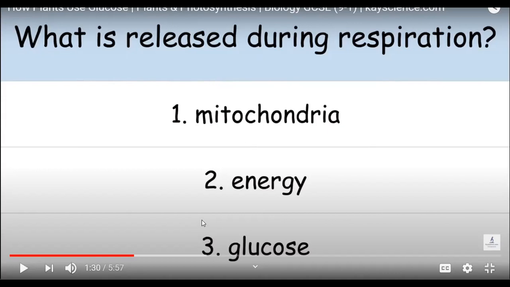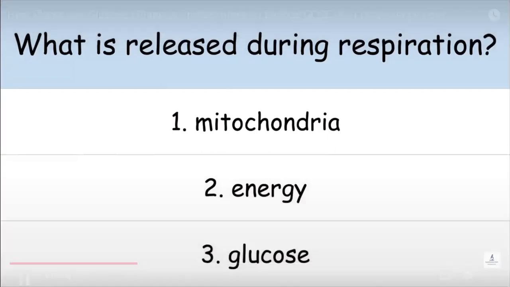Anybody else? So the right answer is you release the energy. That energy which is trapped from the sunlight in the glucose, when this glucose goes into the mitochondria, you do the opposite reaction of photosynthesis, and instead of trapping the energy, you release the energy. So the answer is releasing the energy, option 2. So let's go to the next question.